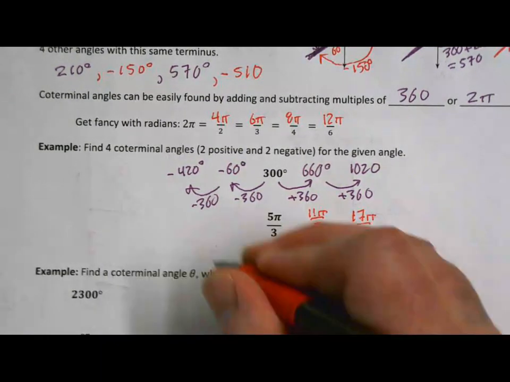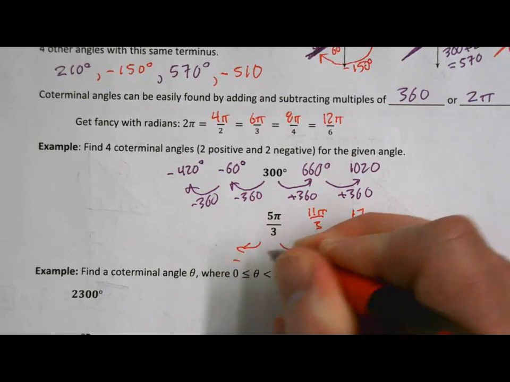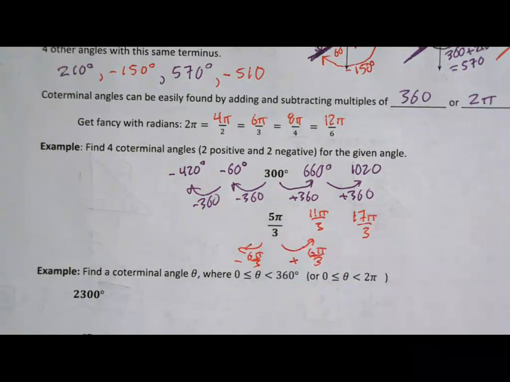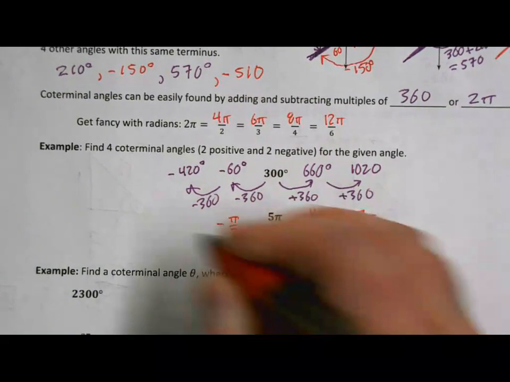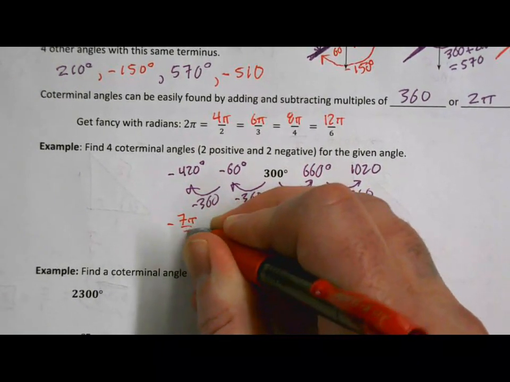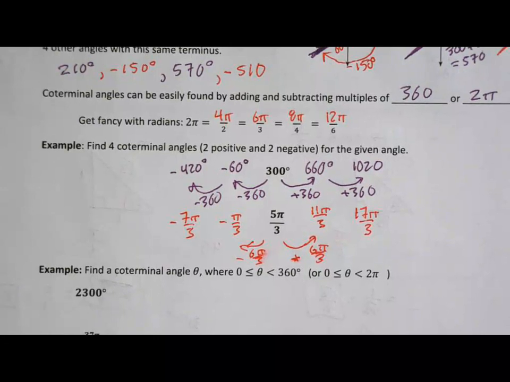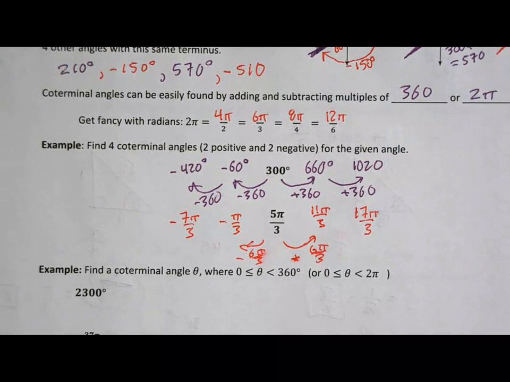Or we could back it up and go the other way and do minus 6 pi over 3 to get negative 1 pi over 3, or negative 7 pi over 3. So I'm using 6 pi over 3 instead of 2 pi because it's more convenient. It's a like denominator, a common denominator. So this will come up from time to time. You'll see it in your assignment.